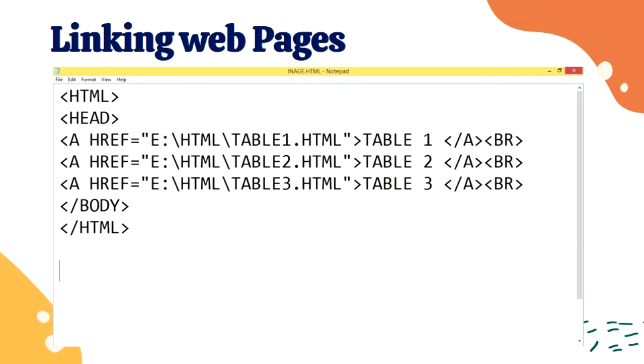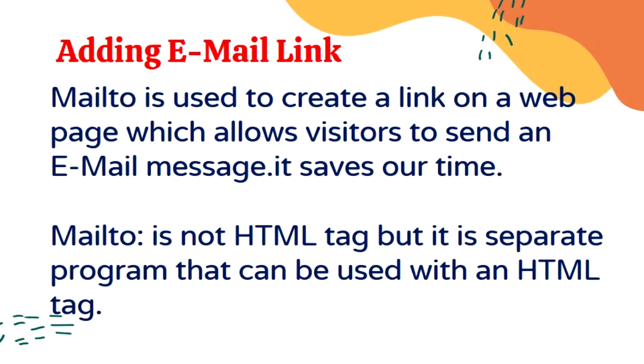Here you can see table 1, table 2 and table 3 are plain words in the notepad, but in the output screen there will be an underline below the words. When you keep the mouse cursor on them, you can find the link of the web page. Let us see the output. So this is the output. You can see table 1, table 2 and table 3 hyperlinked by using the href attribute and anchor A tag. Let us move to the next topic, adding email links.